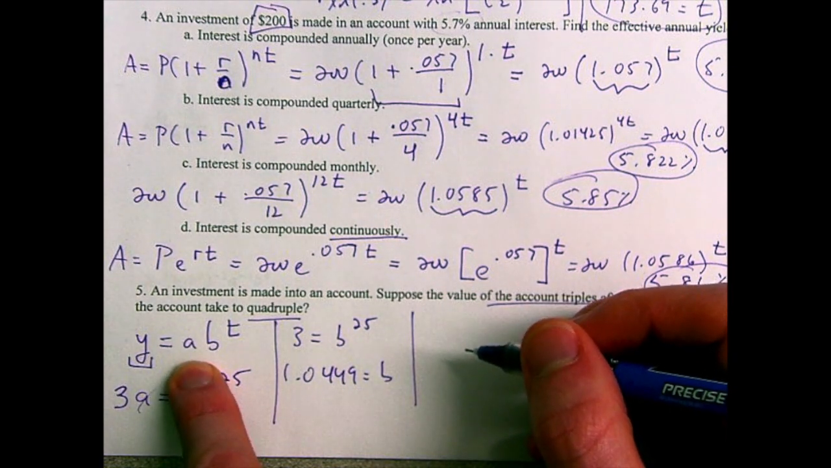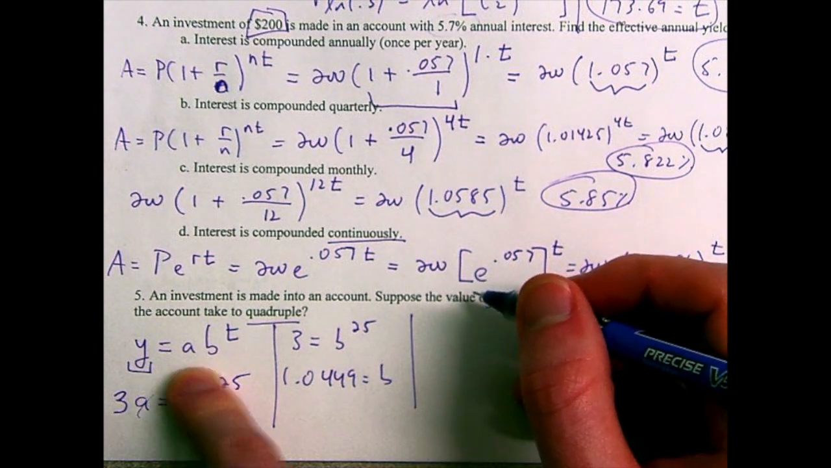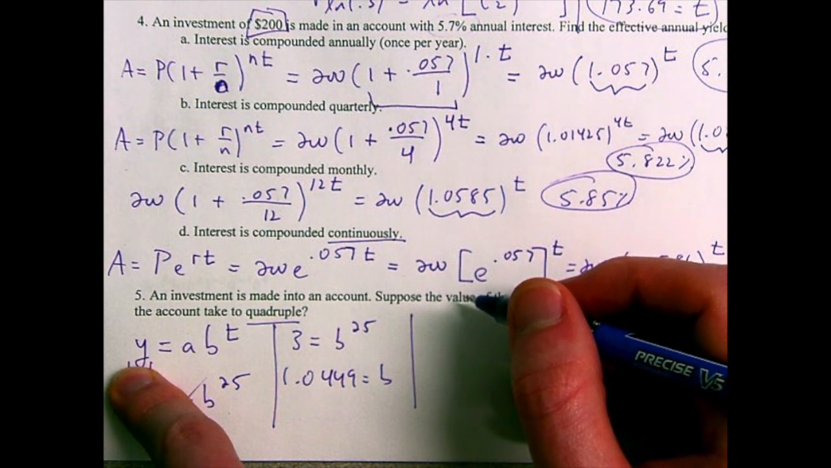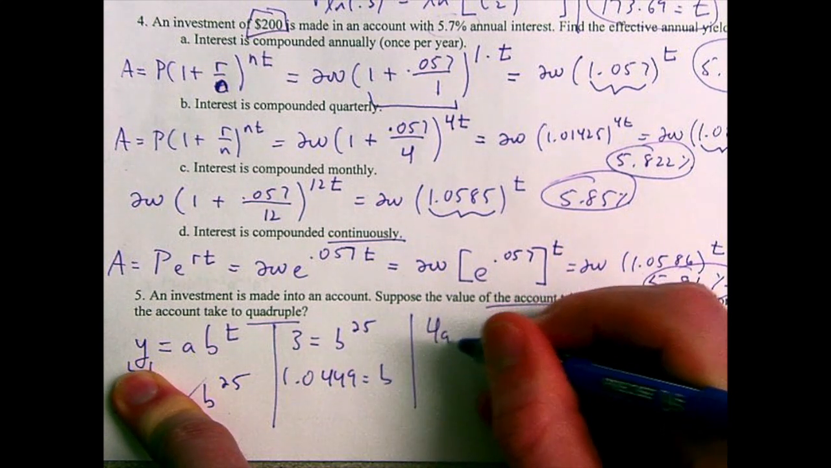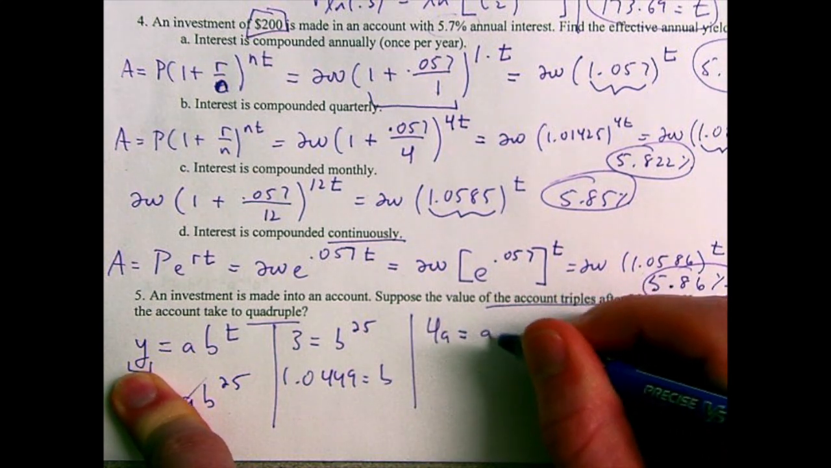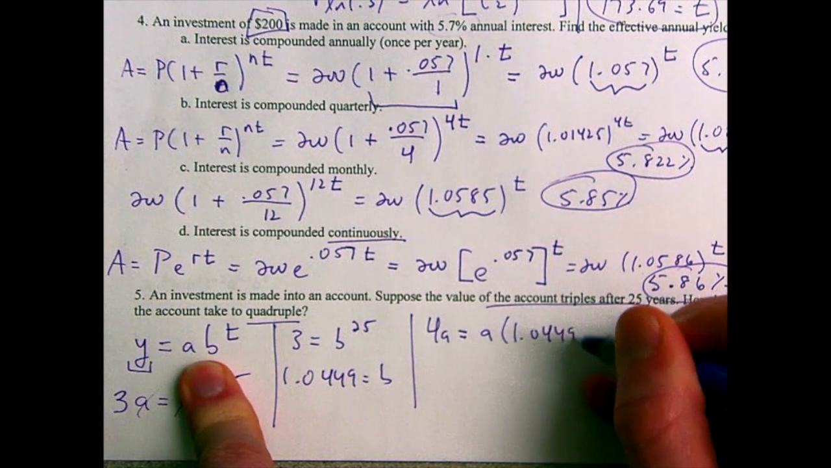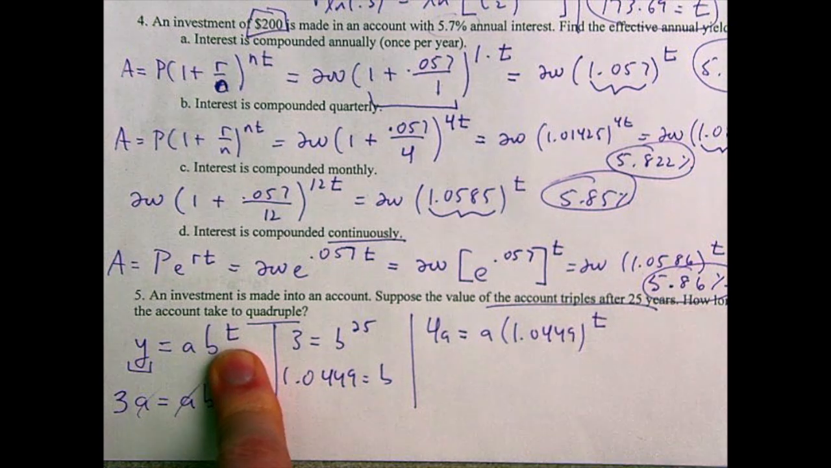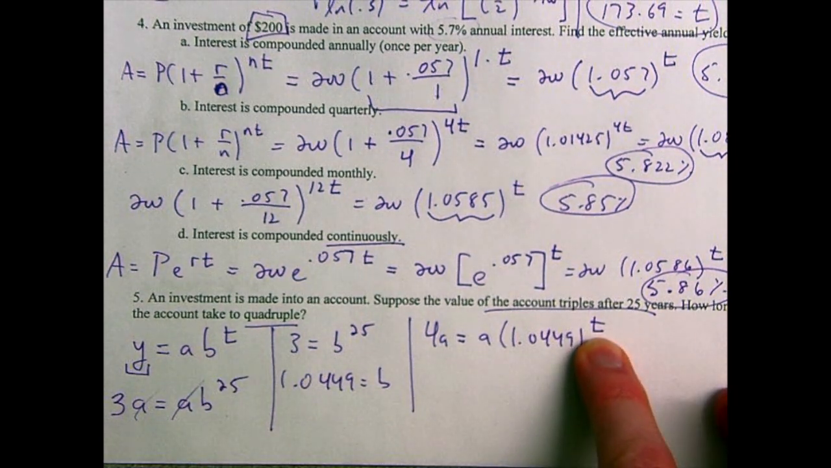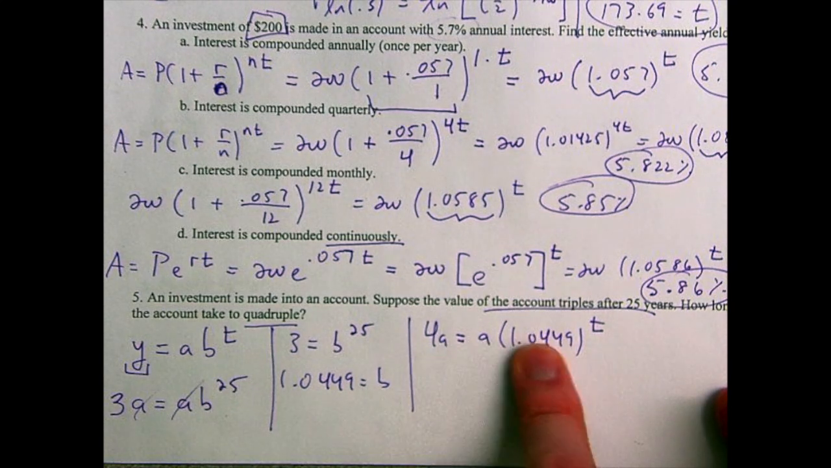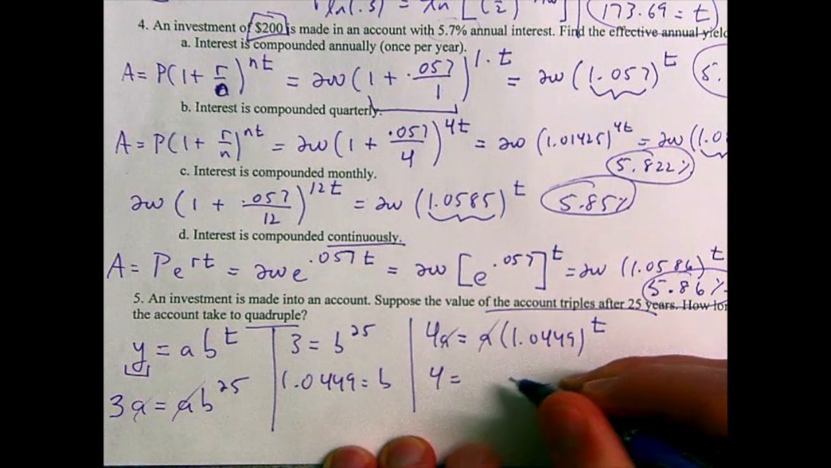I now know what b is, and I'm interested in the time t when y, the new amount, is 4 times the original amount. So I will replace y with 4a, 4 times the original amount, equals a times 1.0449 to the t, and I'm interested in the value of t, which is a solution to this equation. The a can be divided off, so I have this.